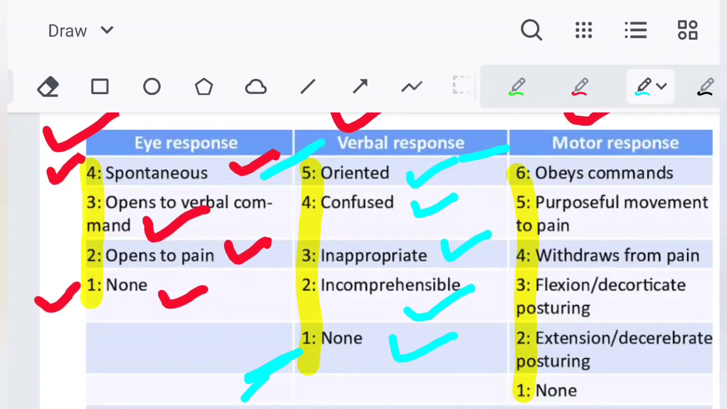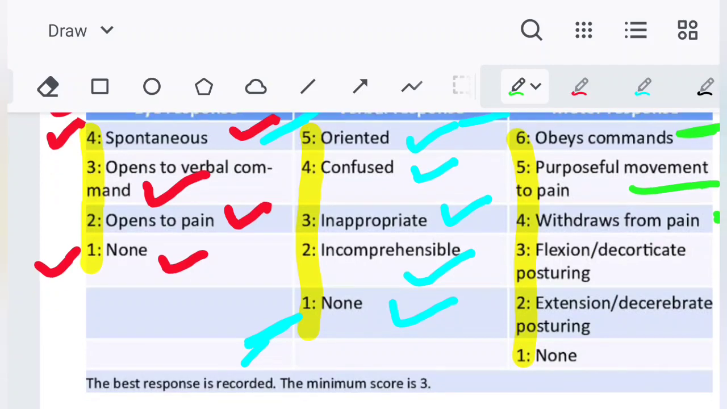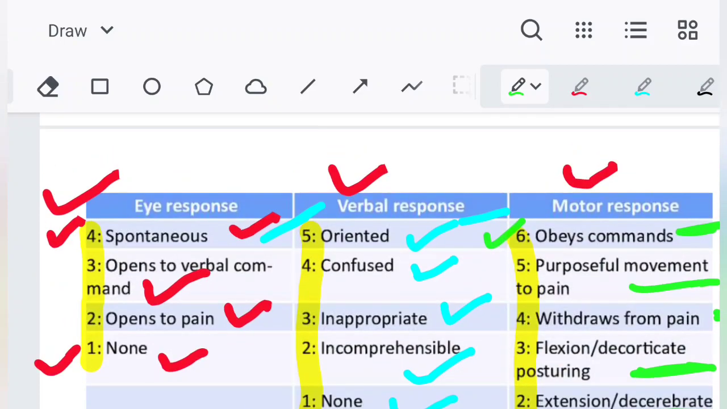Then come motor responses. In motor response, first is obeys command, then purposeful movement to pain, withdraws from pain, then flexion or decorticate posturing, then extension or decerebrate posturing, and then there is no response. So minimum is 1 and maximum is 6 in motor response.